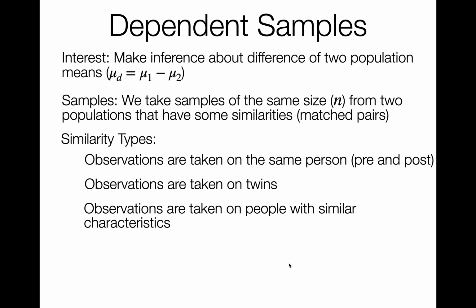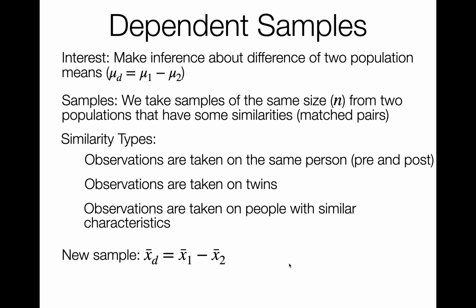Or observations are taken on people with similar characteristics in some other way than twins. And so that could mean that they were in the same environment when they took the measurements, and so forth. They could both have high blood pressure when I'm testing some blood pressure medication. Okay, so those are different similarity types. This is by no means an exhaustive list, but they are the common ones that you see.